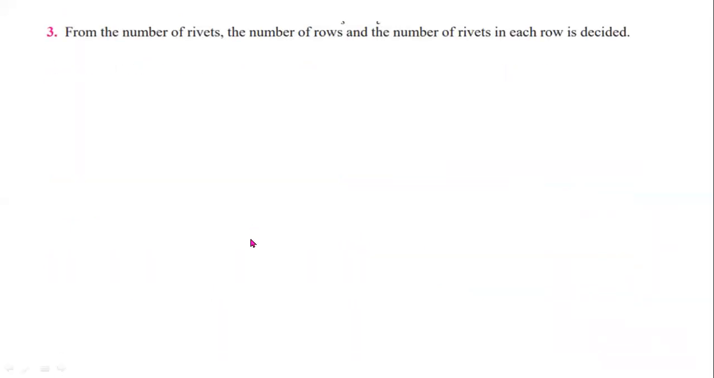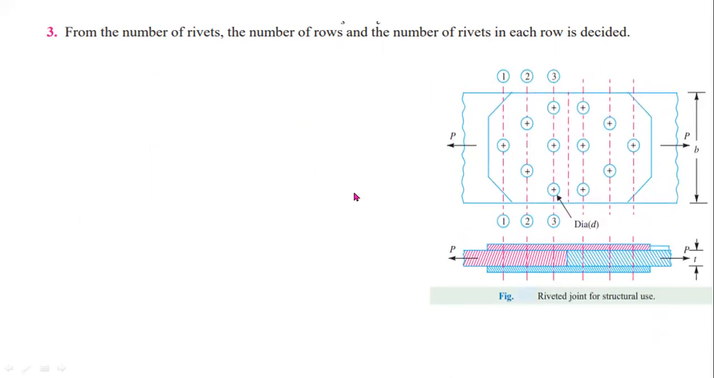In the third step, after getting the number of rivets, you have to arrange a number of rows. You have to select the required number of rows and the number of rivets in each row. This is the example. Here there are 7 rivets in 3 rows. This one is the first row, this one is the second row, this one is the third row. You have to arrange them in diamond shape.